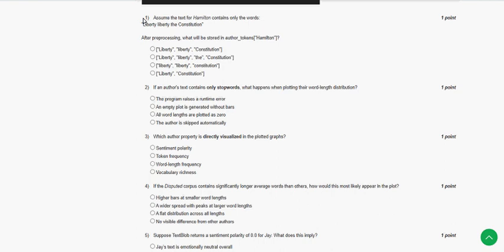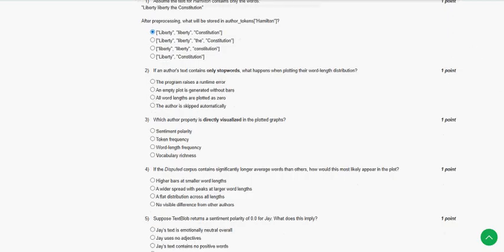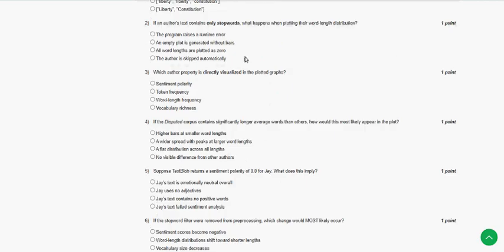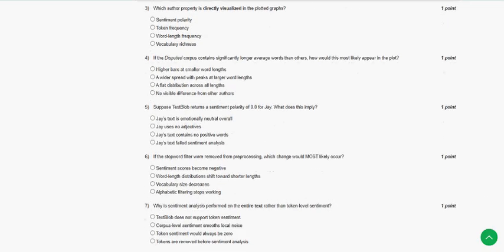So first question, first option, liberty constitution. So this is the probable solution. Next, second question, second option, an empty plot is generated without bars. Next, third one, word length frequency. Option 3, word length frequency is the probable solution.